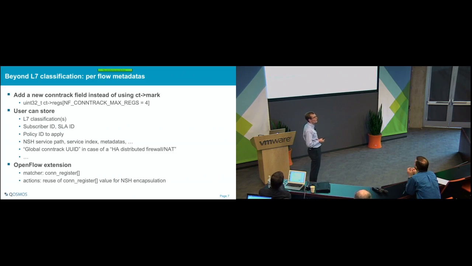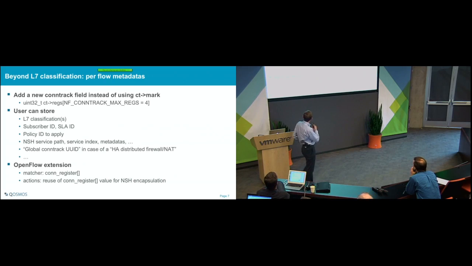Today the contract mark is 32 bits, but we may want more registers to store metadata per flow, so users can store metadata. For example: layer 7 classification, subscriber ID, SLA ID, policy ID to apply. Because at some point, you don't care if it's Skype or whatever. An application can say, my engine will give you two or three values: 0 or 1, it can pass; 2, you have to rate limit; 3, you drop. And all the intelligence about the very complex state machines stays in user land.